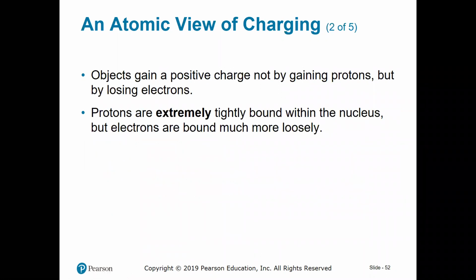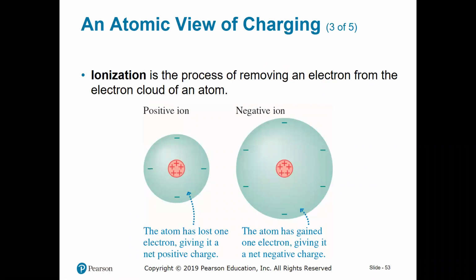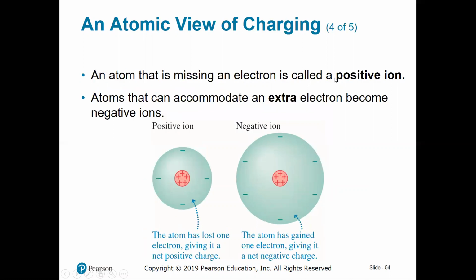So we've looked at this before. This is basically a positive ion, so a positively charged molecule is one that has one fewer electron. A negatively charged one has one extra electron.